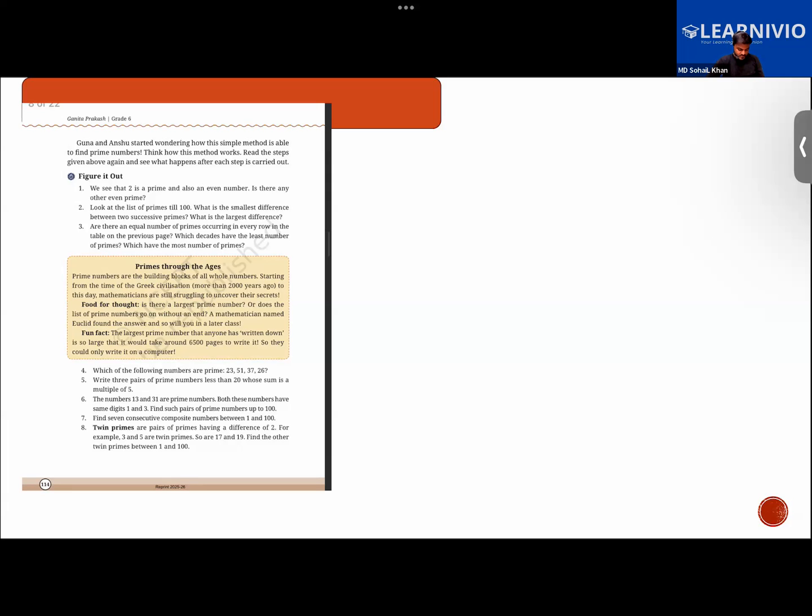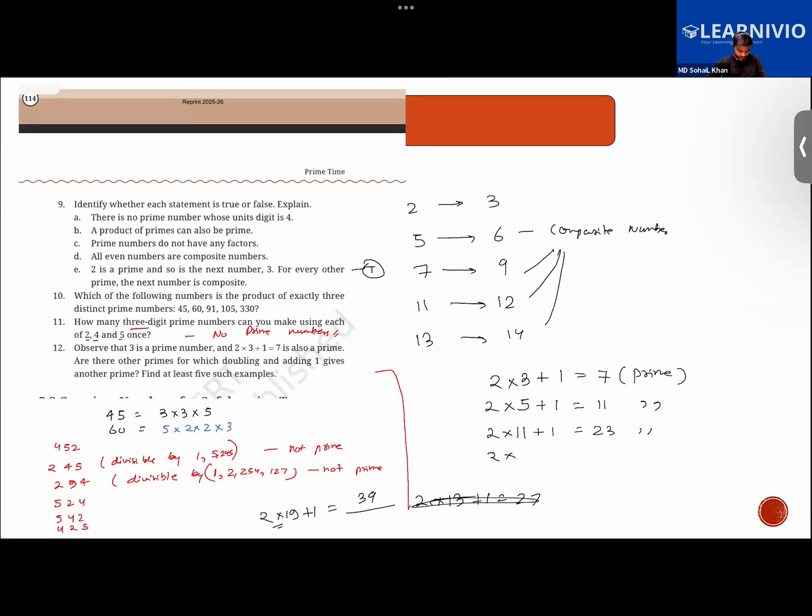Okay. So where were we at? This question, yeah. We are observing that 3 is a prime number and 2 multiplied by 3 plus 1 gives a prime number. So we need to find some other numbers that also give us a prime number. Hence we are getting 5, 11, and next we're talking about 19, but that is not possible. After 19, we have 23. So 2 multiplied by 23 plus 1 gives you how much?